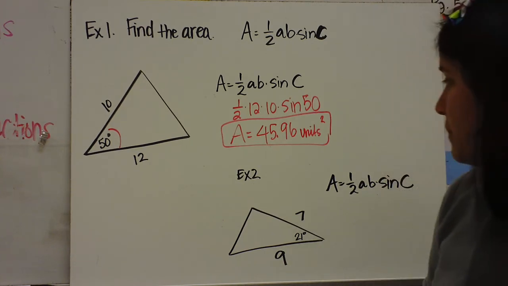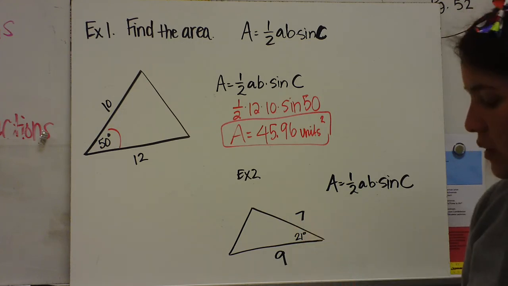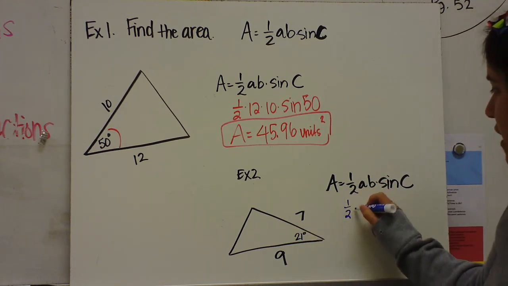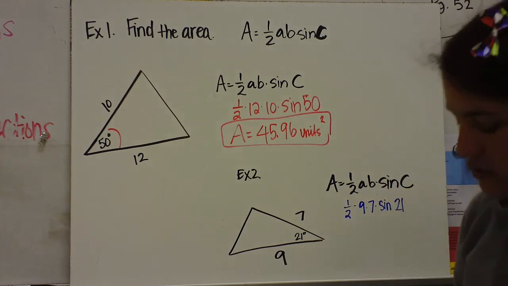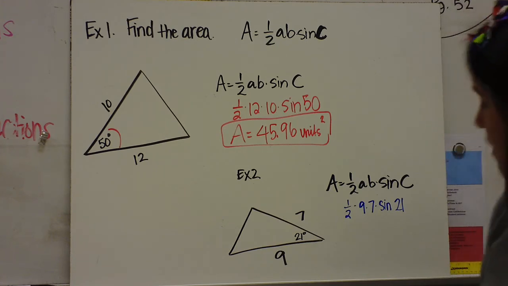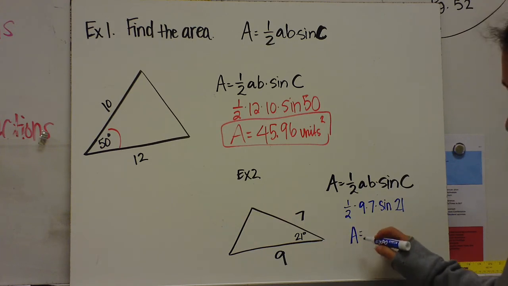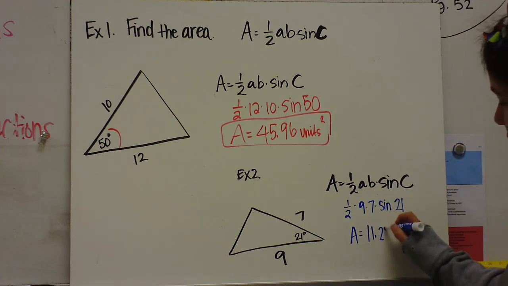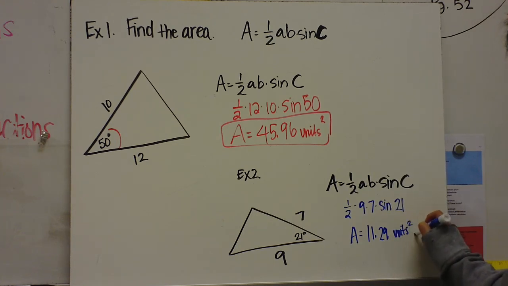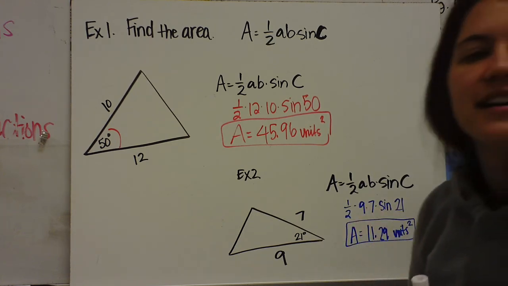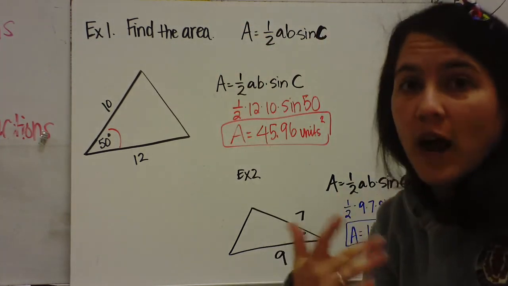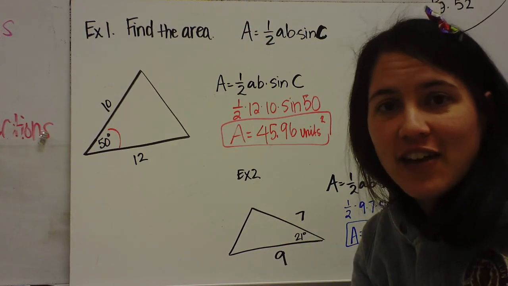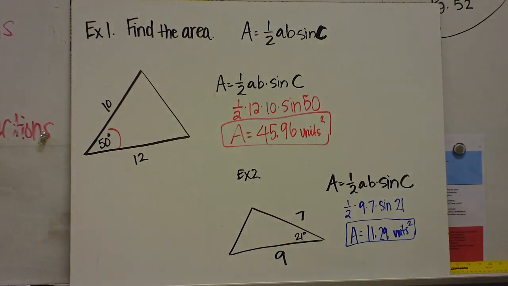Let's do number 2 together. I've given you two sides and an included angle. So to find the area, it would be 1/2 times 9 times 7 times sine of 21 degrees. So I would type that in, 1/2 times 9 times 7 times sine of 21 degrees. And the area would be 11.29 units squared. So I know this was quick, but if you know this formula, when you have non-right triangles, that's how you find the area.